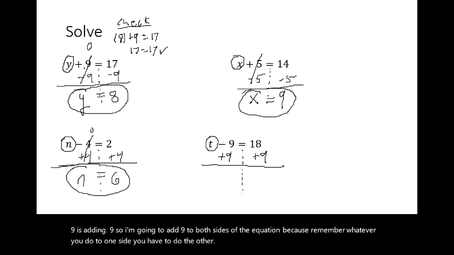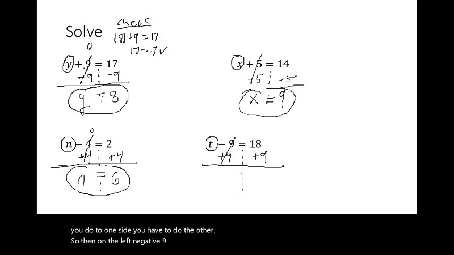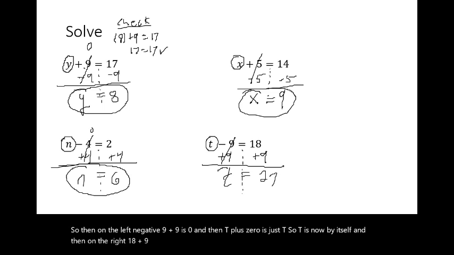So then on the left, -9 plus 9 is 0. And then t plus 0 is just t, so t is now by itself. And then on the right, 18 plus 9 is 27. So your final answer is t equals 27.